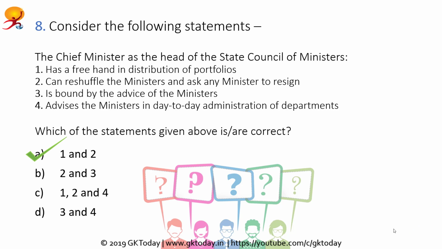So he gets to reshuffle the ministers and ask them to resign and also gets to decide their portfolios. But he's not bound by the advice of the ministers because he is the one who is responsible to the Legislative Assembly and leads the Council of Ministers. And also, he doesn't exactly advise ministers on a day-to-day administration because that would be too much workload on a single person. Instead, he presides over meetings, guides, directs, controls and coordinates the activities of all the ministers as he is the chosen leader of the assembly.